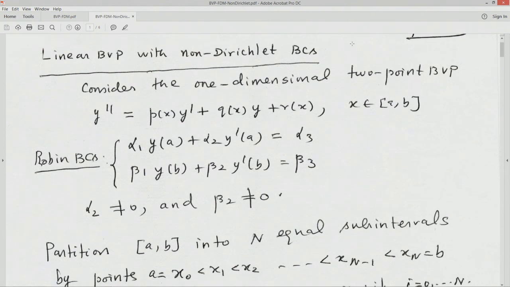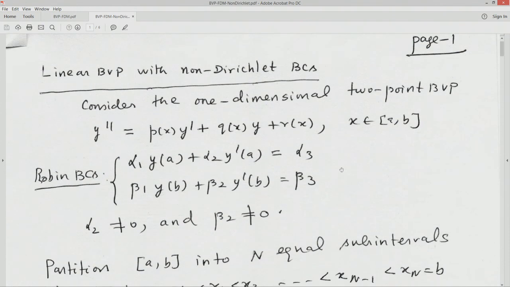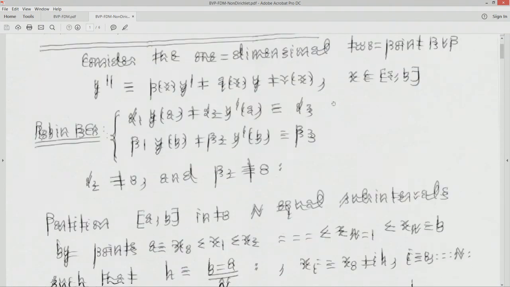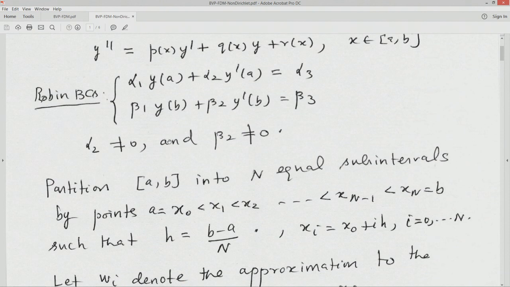Consider the one-dimensional 2-point boundary value problem. It is a linear boundary value problem. So, the differential equation is y double prime equal to p of x y prime plus q of x into y plus r of x for x in the interval a b, and the boundary conditions are of the Robin type. We impose the condition that alpha 2 is different from 0 and beta 2 is different from 0, because we are now interested in boundary value problem with non-Dirichlet boundary conditions.